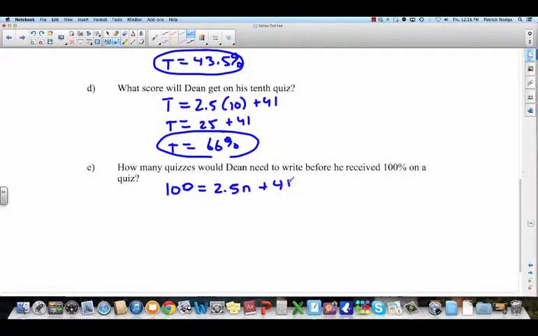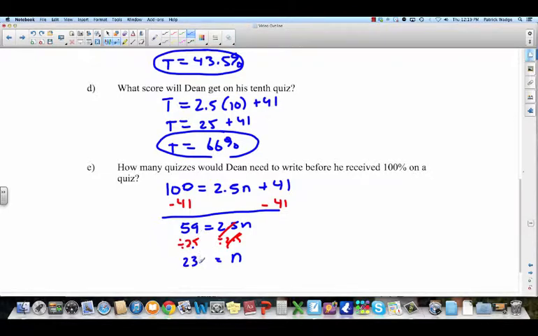100 equals 2.5n plus 41. To get the n by itself, we need to subtract 41 from both sides. So we'll do that first. Subtract 41, subtract 41. That leaves us with 59 equals 2.5n. That's 2.5 times n. So we need to divide by 2.5 and divide by 2.5. Those cancel on this side. So you're left with n equals 59 divided by 2.5, which equals 23.6.